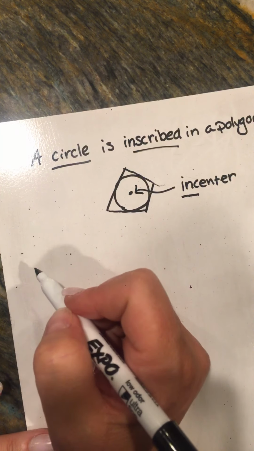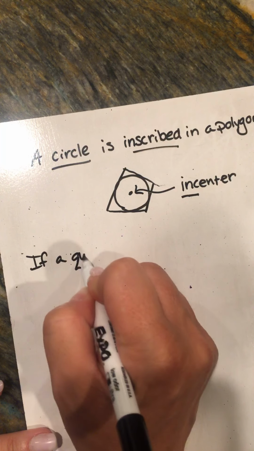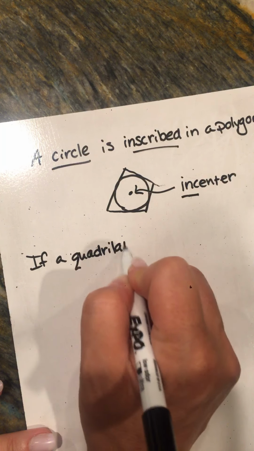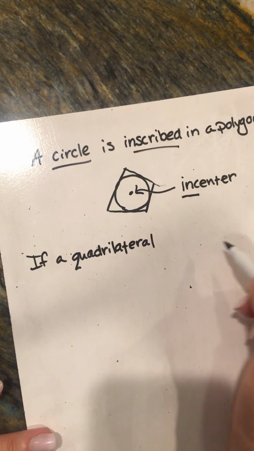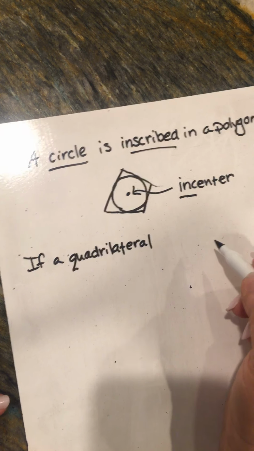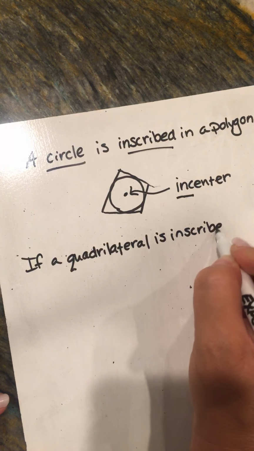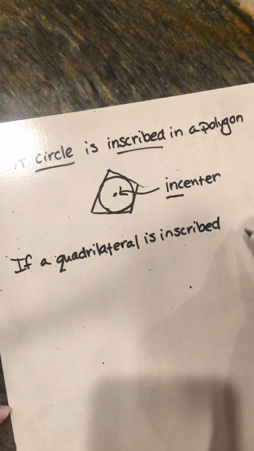All right. So let's get to some theorems. Here we go. If a quadrilateral, being a four-sided figure, okay, nothing special other than four sides. So if a quadrilateral is inscribed, so the quadrilateral is being inscribed in a circle.